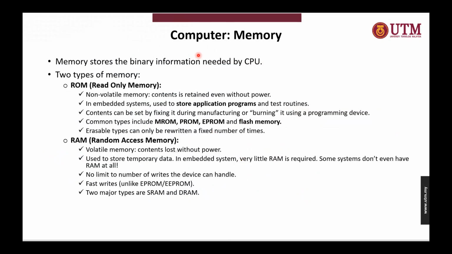Next, we already looked at the CPU. Now we're going to look at the memory. The second component that must be in every computer system is the memory. This memory is used to store the binary information needed by the CPU. And there are two types of memory. One is the ROM, read-only memory, and the other one is the RAM, random access memory.